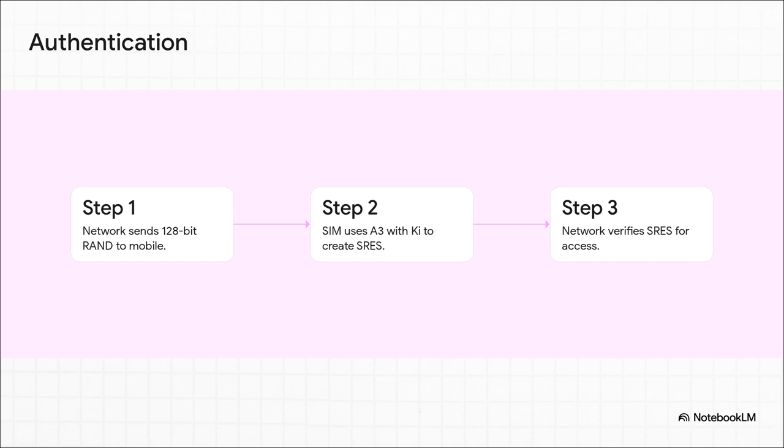Authentication is a really clever 3-step challenge-response procedure. Step 1, the network sends a random 128-bit number, called the RAND, down to your phone. Step 2, your SIM card takes that and uses a secret algorithm called A3 to combine the random number with your permanent secret key, the K, to generate a signed response, known as the SRES. Step 3, the network verifies that response. If it perfectly matches what the network expected, boom, you're granted access.